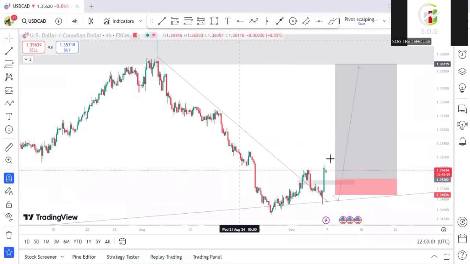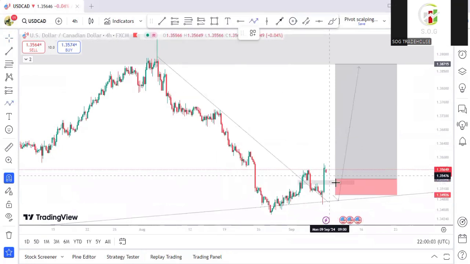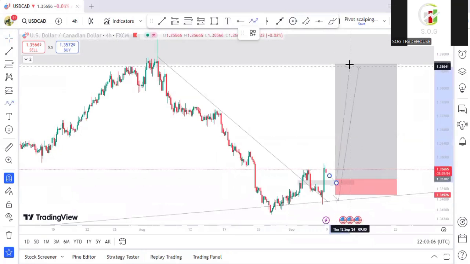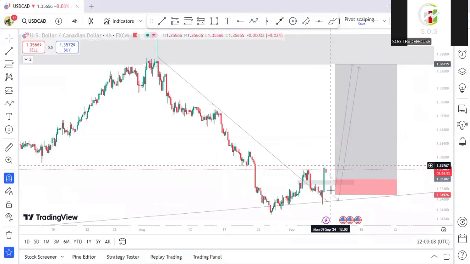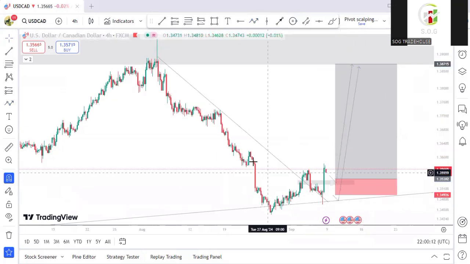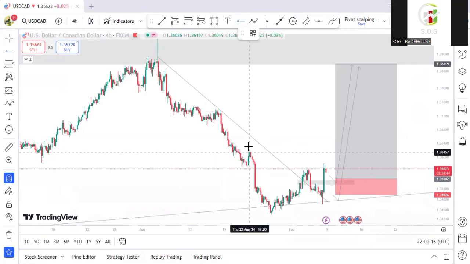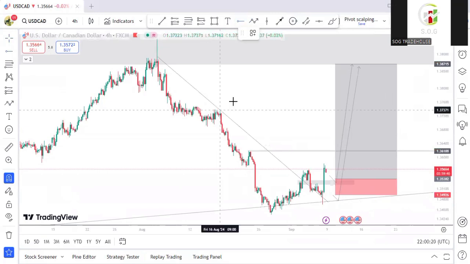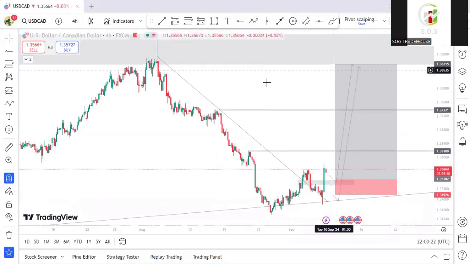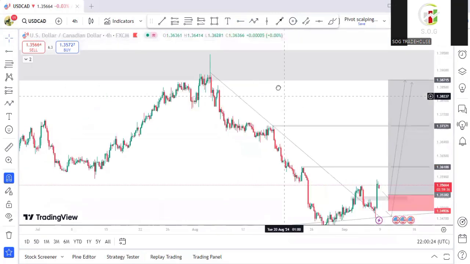So it's either the market respects this level, or the market comes back to the trend line and gives us our confirmation to the upside. And this should be our first target, and our final target should be this high over here.